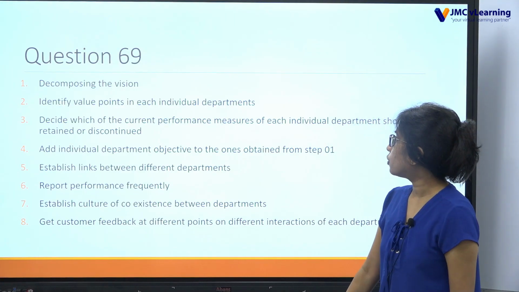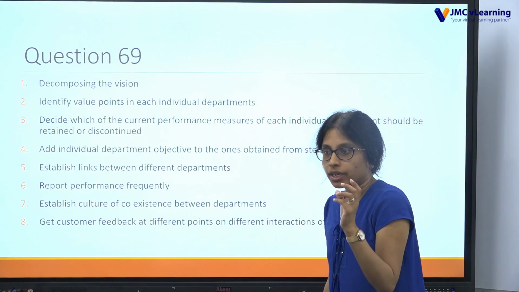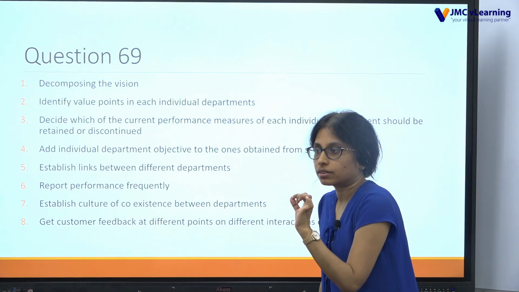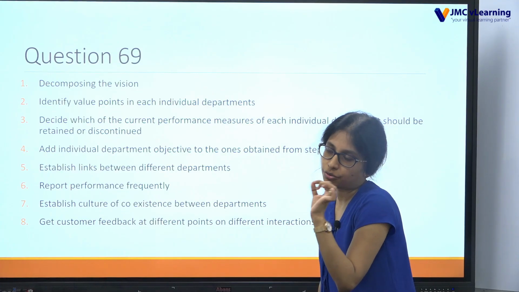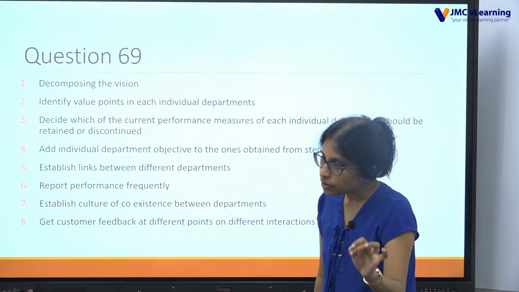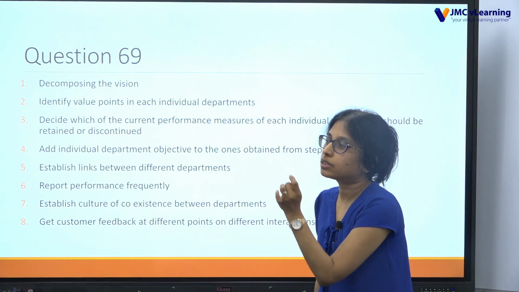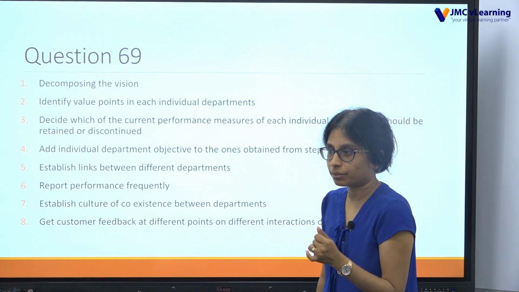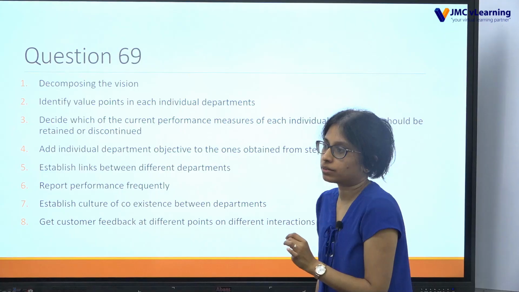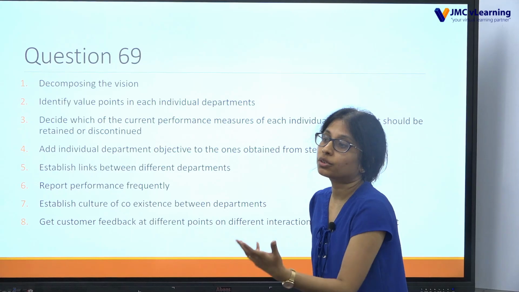Okay, identify value points in each individual department. Client value creation. So there are contact points in different departments with the clients. Sometimes clients can contact accounts divisions also. So if they don't speak to the client properly, that value creation will not be there. You get my point? So likewise, at each division there are value creation points. What can we offer that our competitors don't offer?